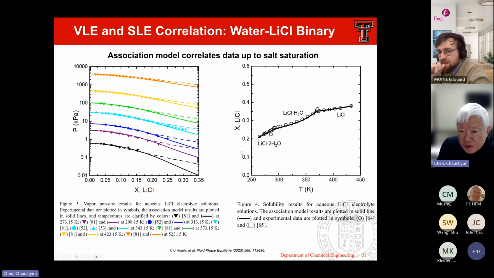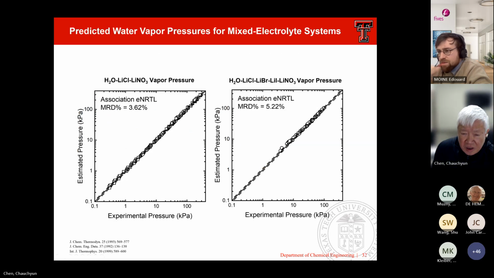And from that, of course, we can develop the solubility model. So we have checked into more predictions. For example, water, lithium chloride, lithium nitrate vapor pressure, or even adding lithium bromide and lithium iodide into it. Based on prediction from parameters determined only for single electrolytes, it shows that the association model quite satisfactorily predicted the data.